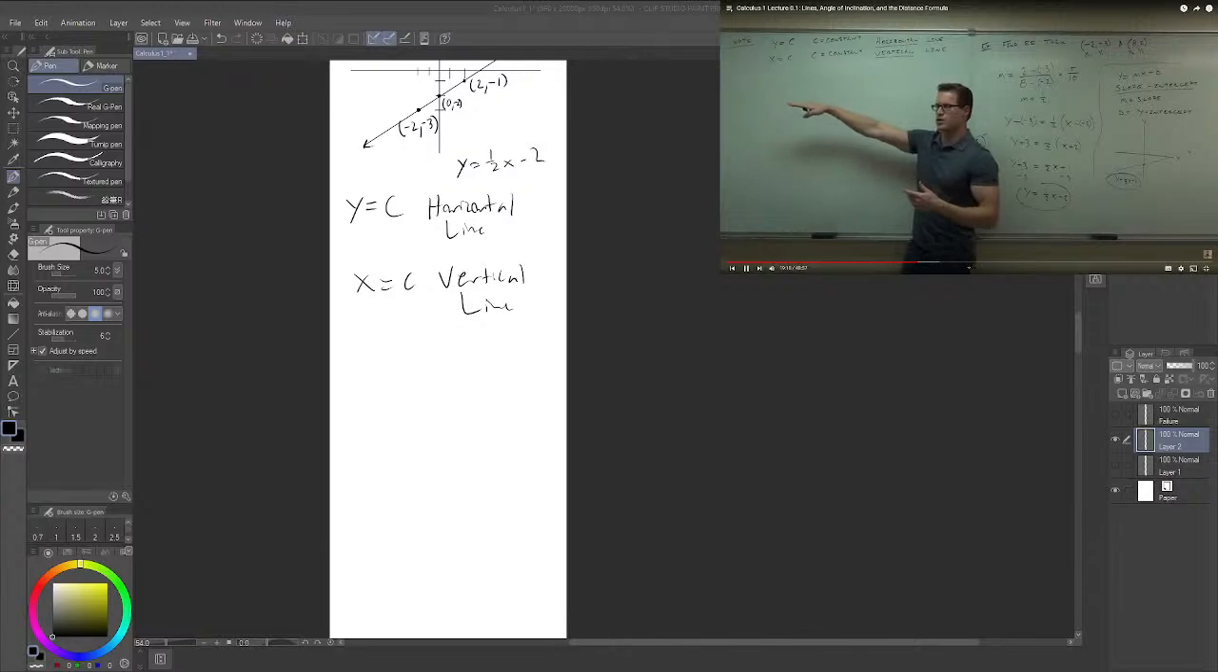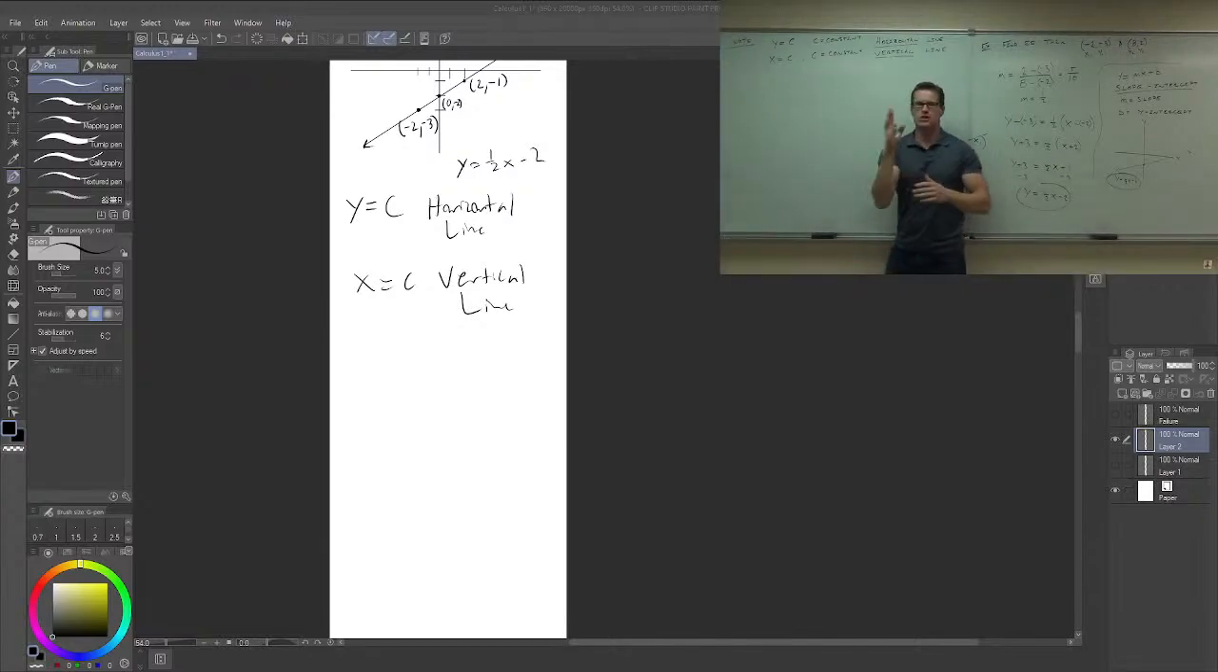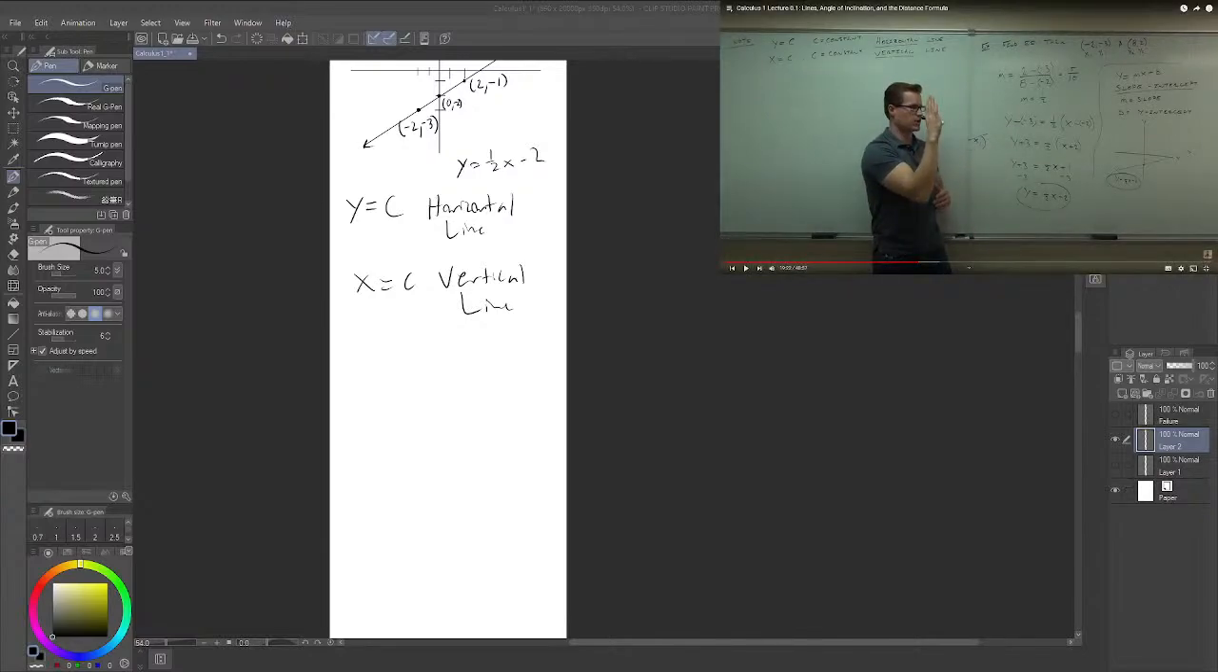Slope of 0 is going to give you a horizontal line. If you don't have a y, though, that means you're going to have an undefined slope.